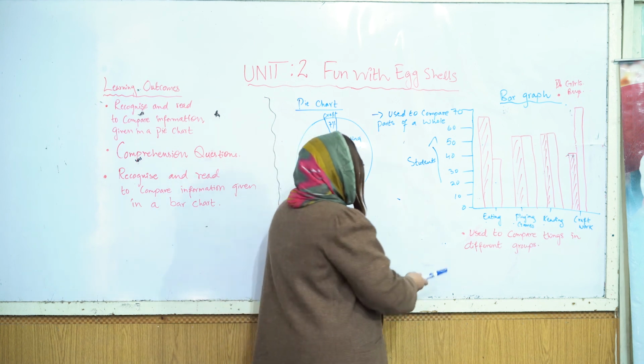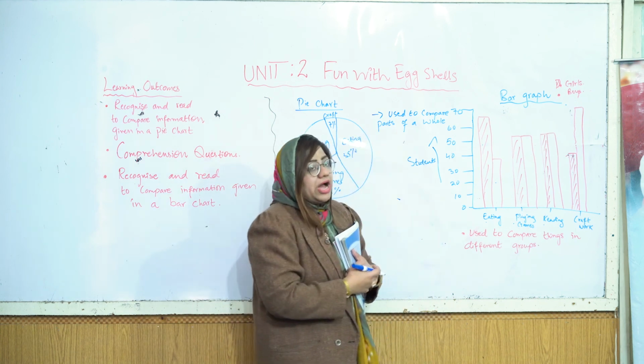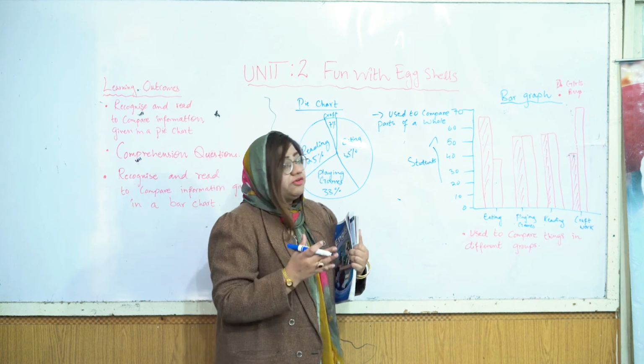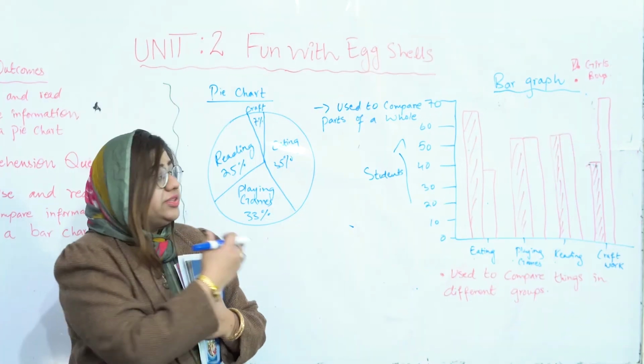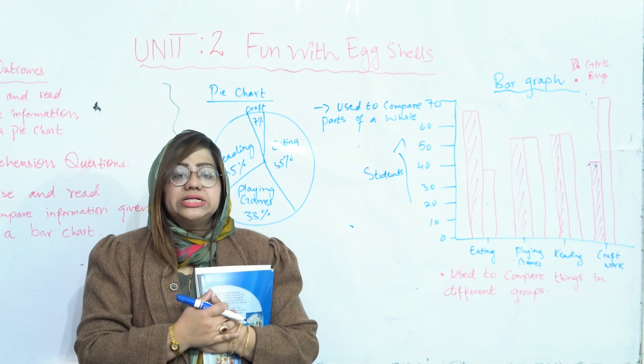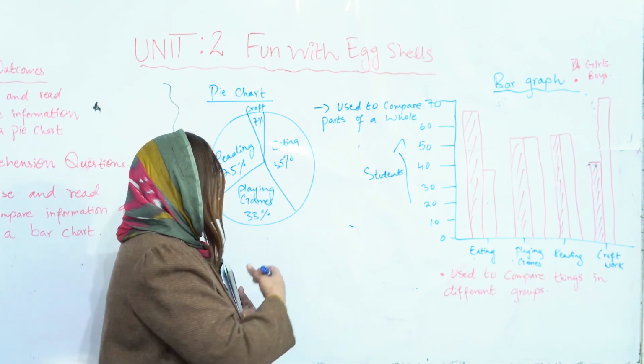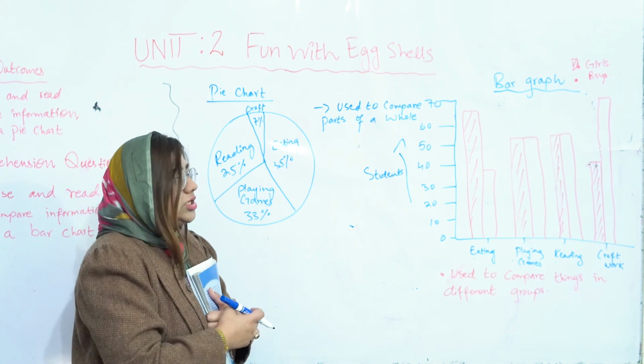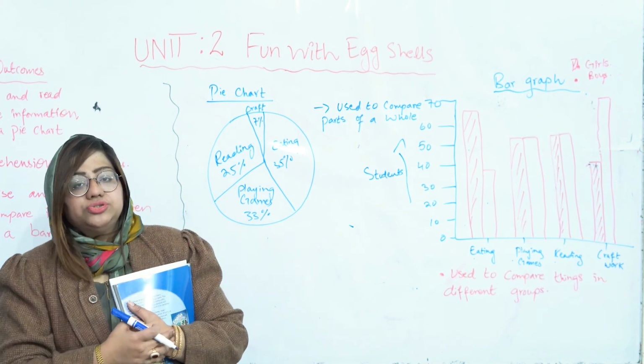Then after that, the bar graph. The bar graph is to compare things between different groups. And in this bar chart, what two groups? Girls and boys. So we compared them and we got useful information through the bar graph. This is all about today's lesson.